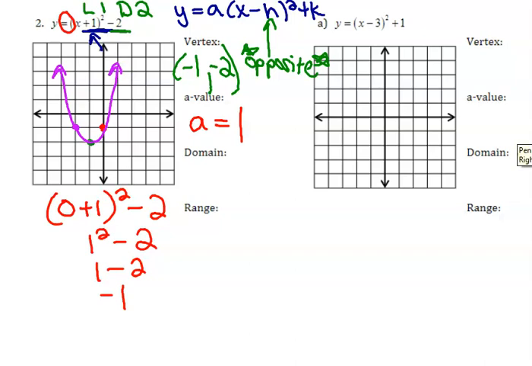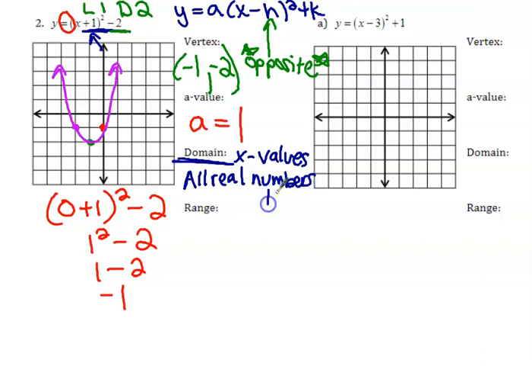Okay? Now let's look at our domain. So domain means the x values. So what on earth are the x values? Well, the x values, I can plug anything into x and you'll get a number. Even if it's all the way up here, you'll get a number. So domain is all real numbers. And how you can write that is an R with an extra line in it.